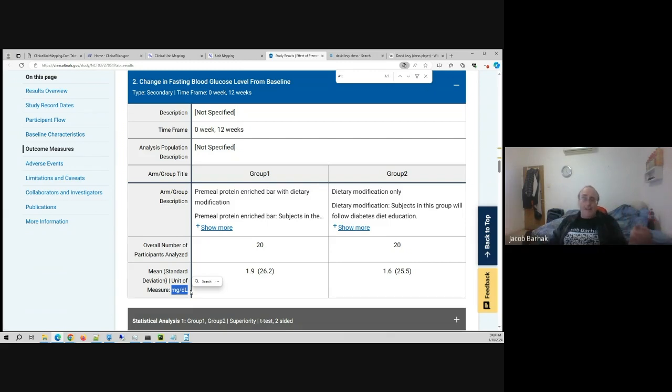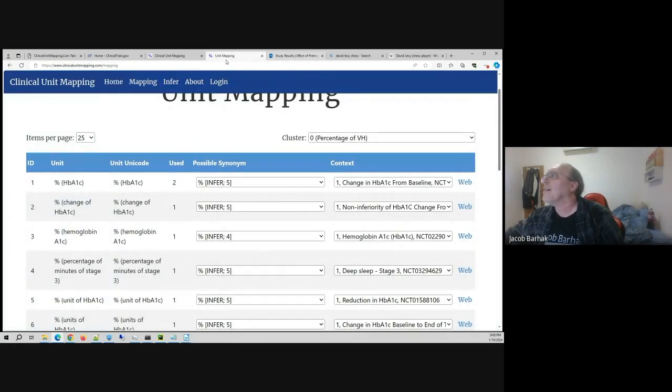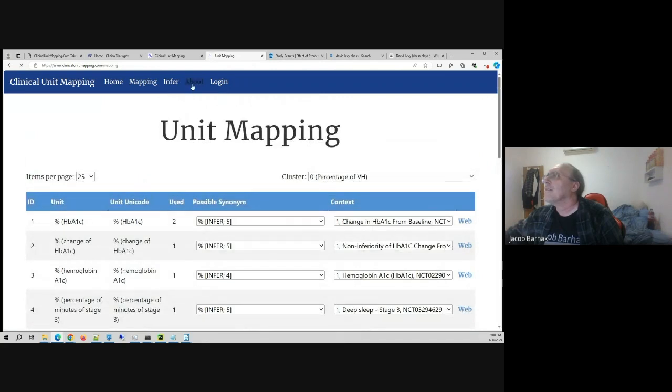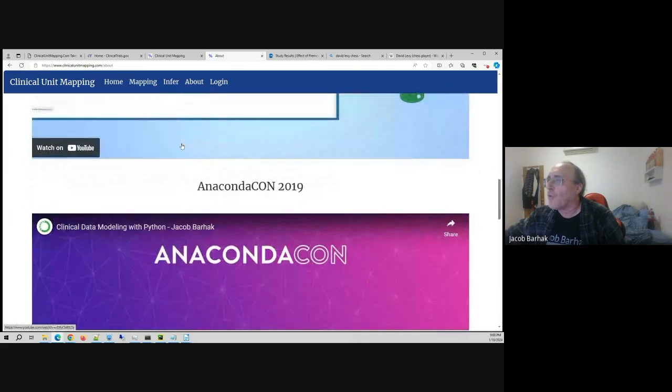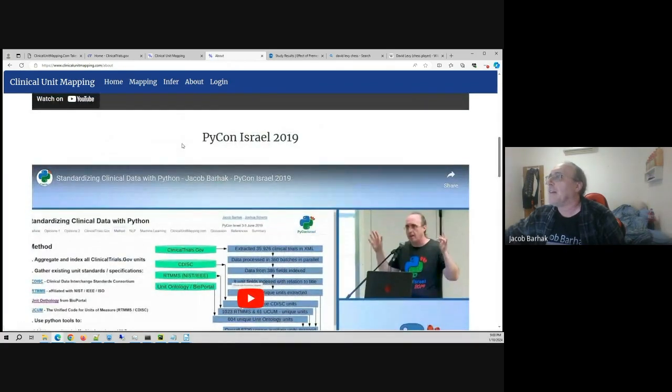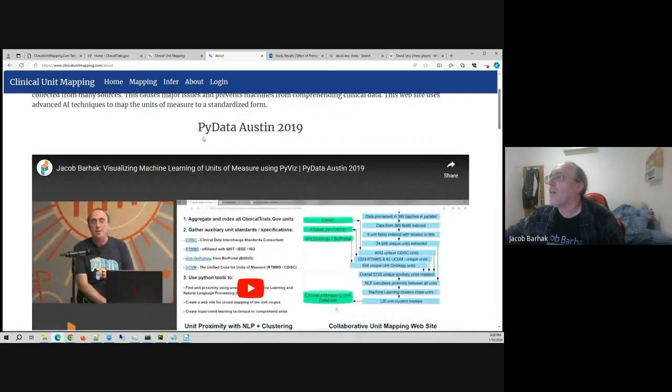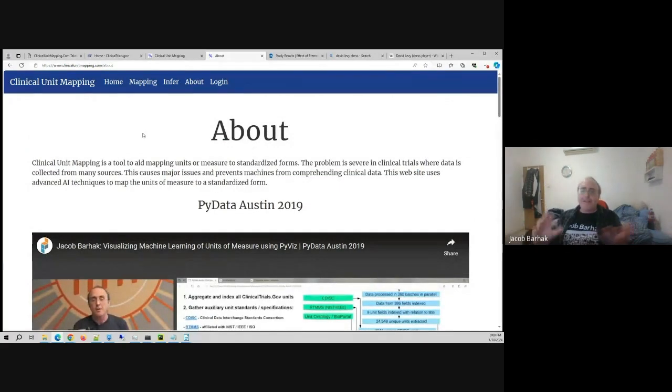You can actually find this in the talk I gave in PyData and in PyCon Israel about this project. So it's all in the about page here. I'll show you the about page again. You can find it all, and exactly what questions they were asked and so on. So you can find them in either the PyCon Israel talk or the PyData Austin talk.